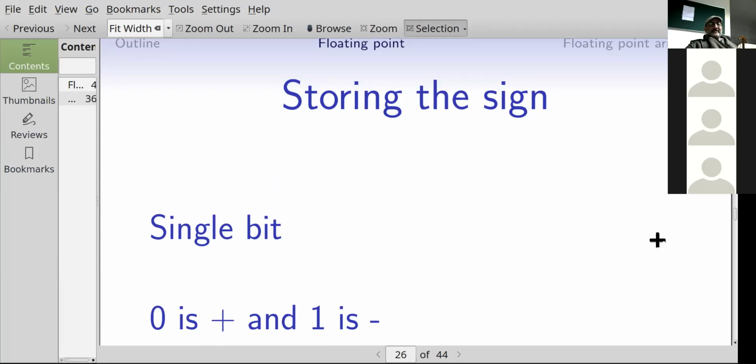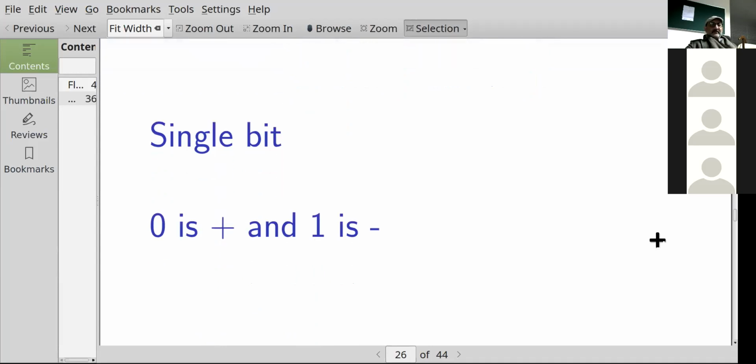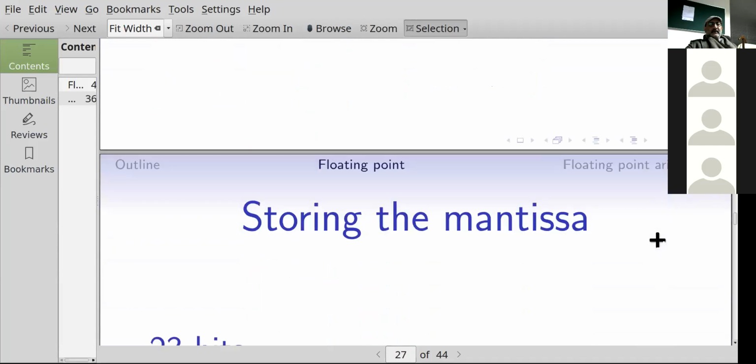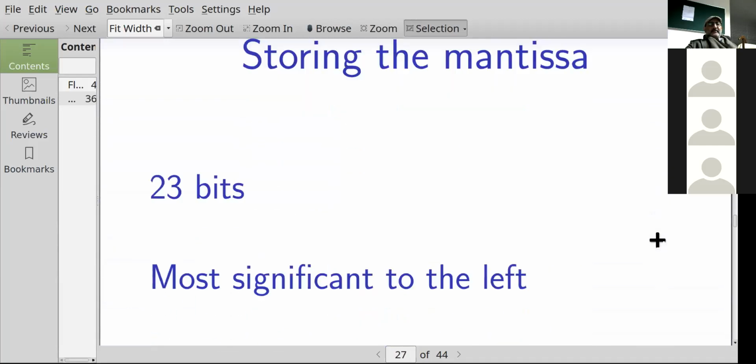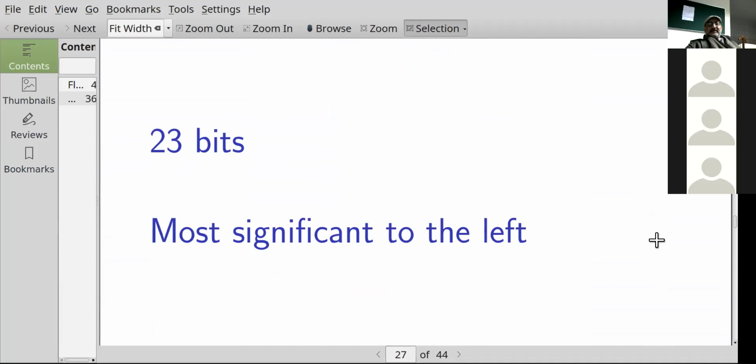Okay, how are we going to store the sign? As before, 0 means plus, meaning the following number is positive. 1 means that the following number is negative. How do we store the mantissa? Well, 23 bits. The most significant bit is to the left.